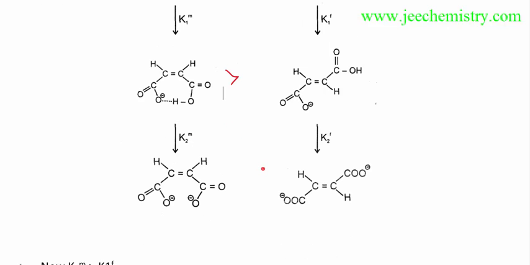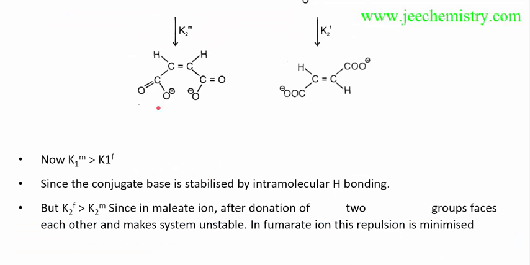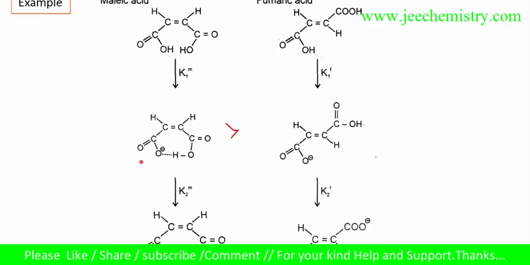If you lose a second H plus, then the 2 minus charge will come in the same position, so it will destabilize this compound. The negative charge will destabilize it. But in this one the 2 minus groups are on opposite sides, so it will be more stable than this compound. Fumaric acid is more stable than this compound in the second acidic strength. Now I will write that K1 of maleic acid is greater than K1 of fumaric acid.